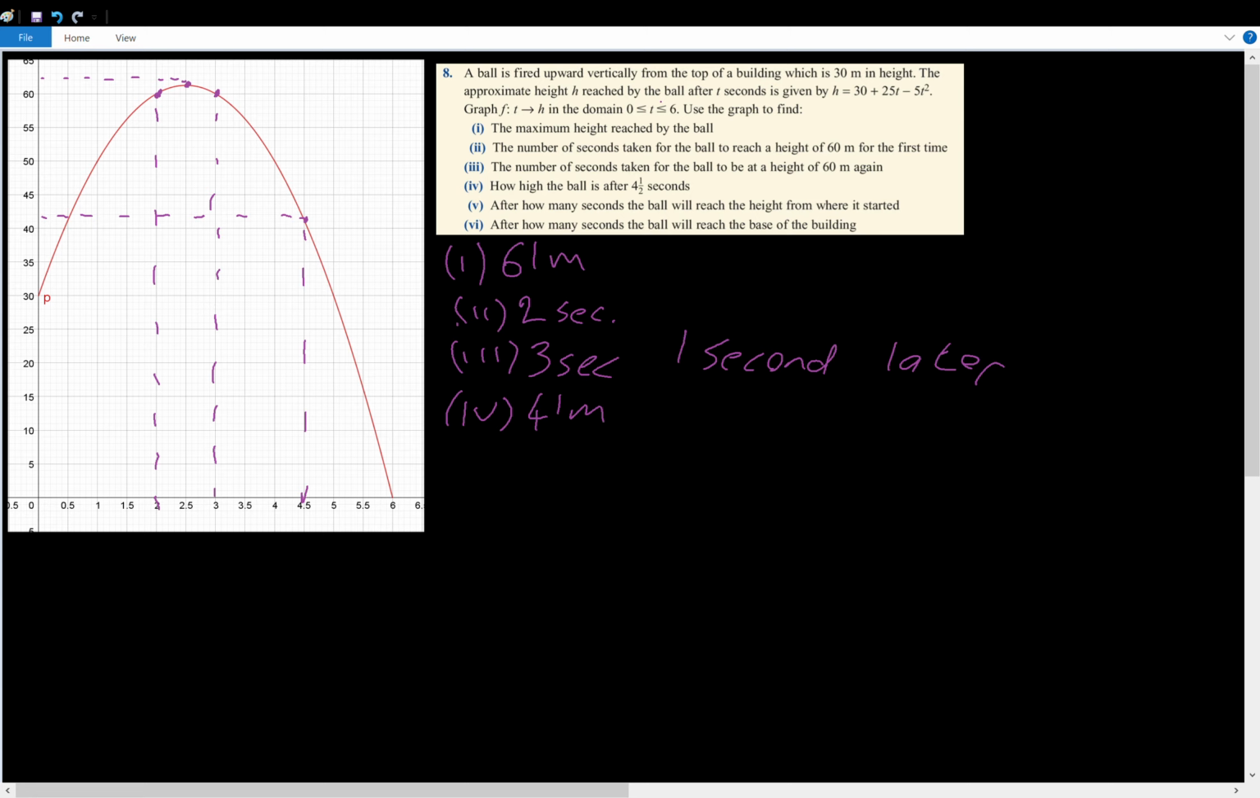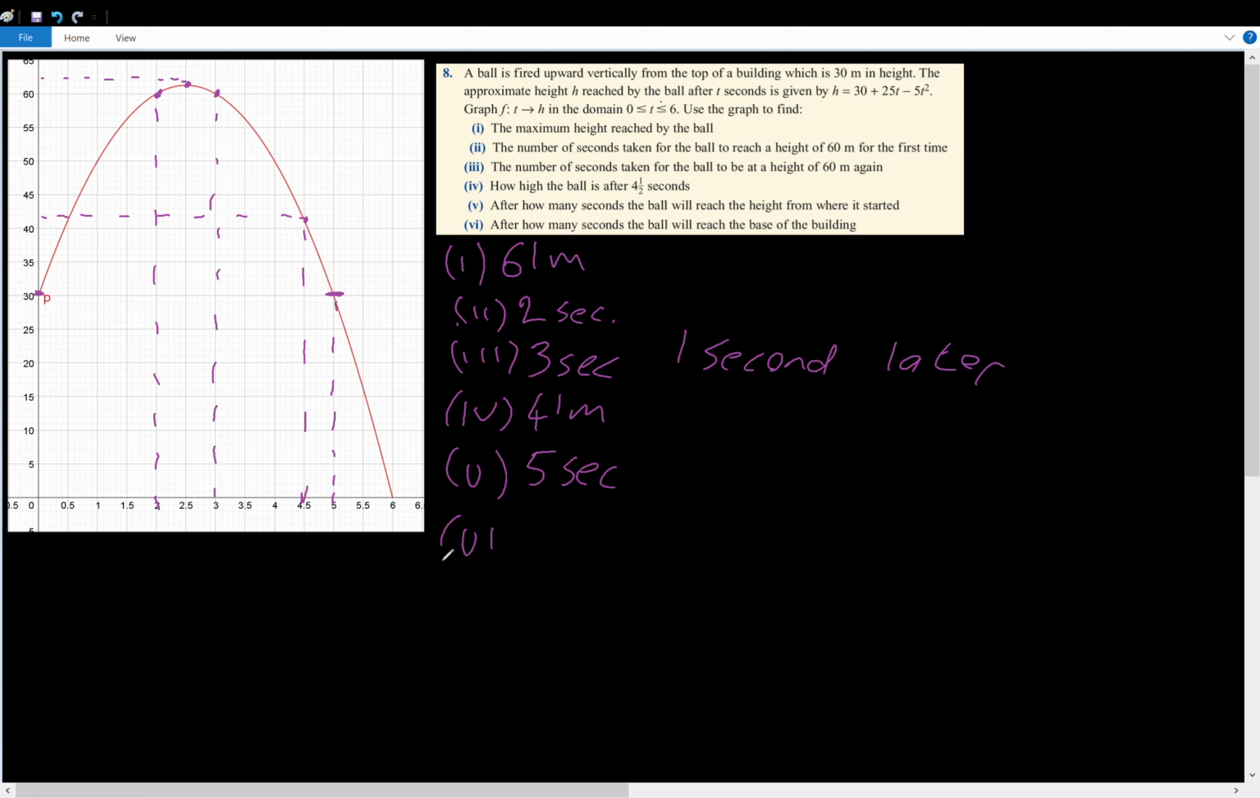And we look at part 5. We've got after how many seconds the ball will reach the height from where it started. And the ball started at 30 meters, just over here. And the next time it reaches 30 meters is just over here on the right. So if we follow that line down, we can see that the ball will reach 30 meters again, as in for the second time, after 5 seconds. So it's 5 seconds of flight.